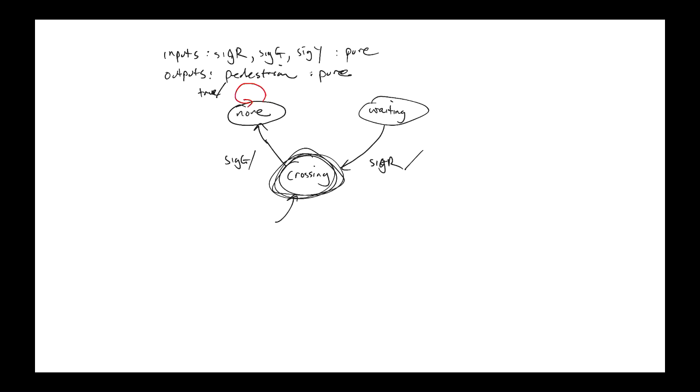It's going to be true and have no output associated with it, and it's just going to be there. So you're stuck in that state. That's it. You're stuck there forever if you get there. But I'm also going to draw a loop transition across to the waiting state. And this is also true. And when that happens, we assert pedestrian output. So we trigger that there's a pedestrian waiting. Okay, so we go to the waiting state, we wait for SIG-R to go off, and then we can let them cross.